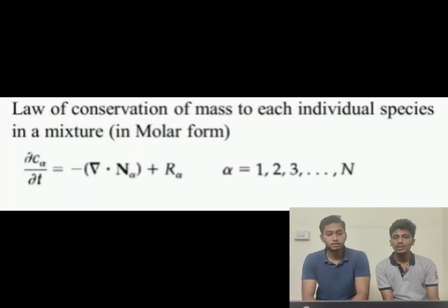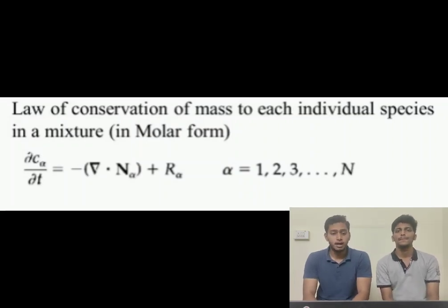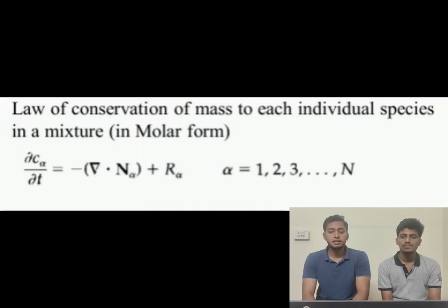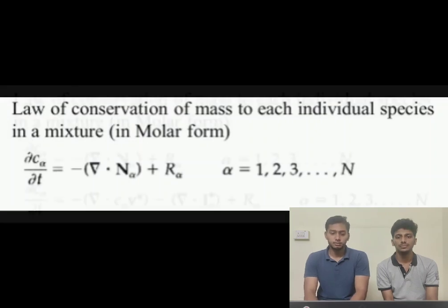Okay, so the next thing is minus del dot N alpha. This term captures spatial changes in molar flux. In simple terms, it explains how the species moves in or out of a small volume. If more is leaving than entering, the concentration drops. And the last one, R alpha, adds the chemical reaction element. It can be positive if the species is being formed or negative if it is being consumed.